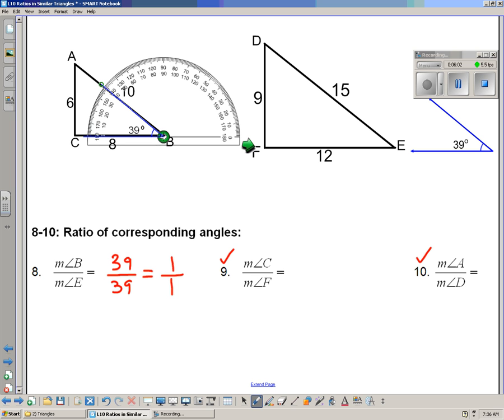In number 9, there's two ways to think about it. It looks as though angles C and F are right angles. So I can say this is 90 divided by 90, which is still 1 over 1. Or you can just say angle C and angle F are identical. They're congruent because the triangles are similar, and so therefore the ratio is 1 to 1. So the same thing in number 10. A and D are corresponding, so the ratio would be 1 to 1.